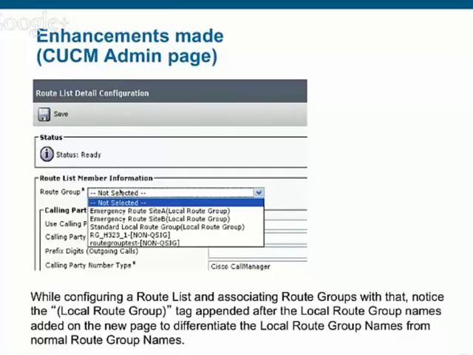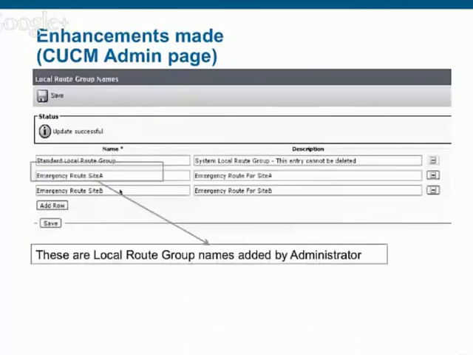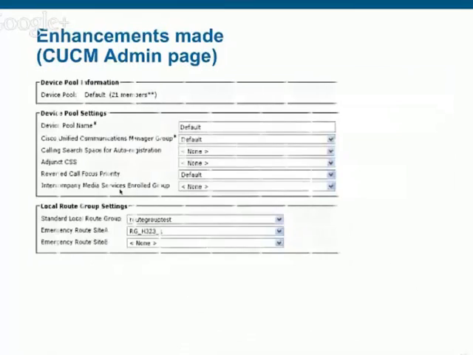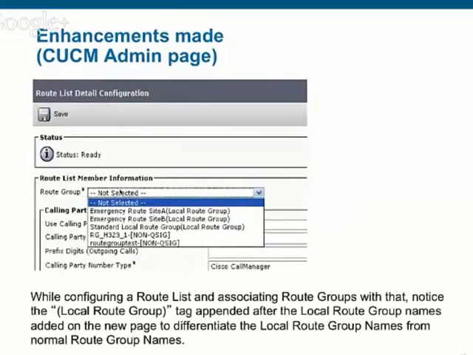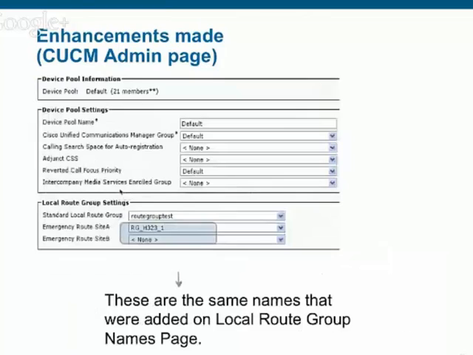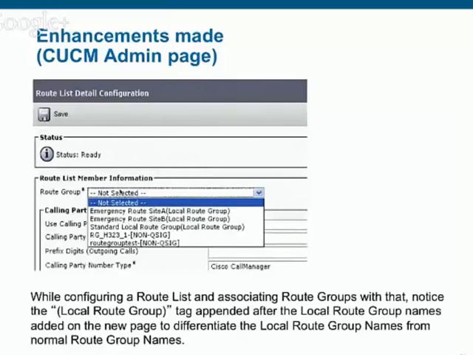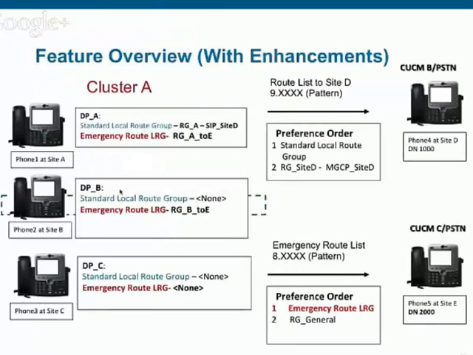Now, from now on, you will see all the local route groups that are in your device pool. So this is not device pool centric, so it's going to pull out everything from whatever you created on this page. So whatever was here, it's going to show up as a local route group on your route list page. So this is not something that gets pulled from your device pool. This is something that gets pulled from that regular page where you add the local route group.